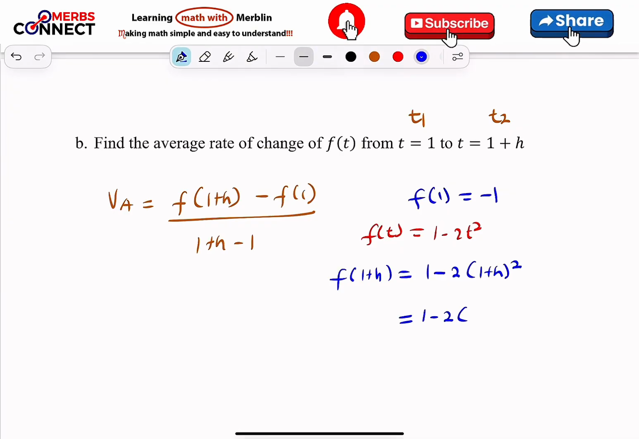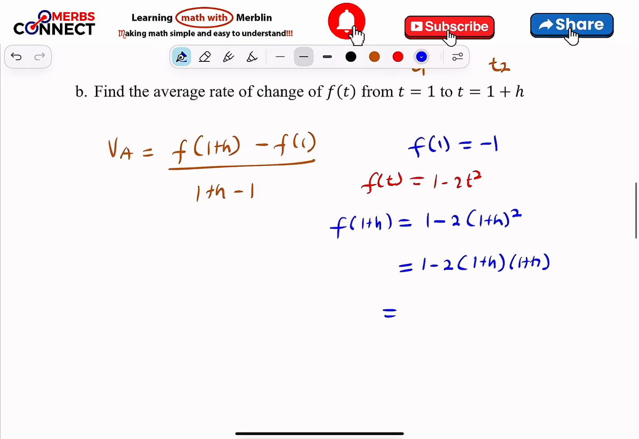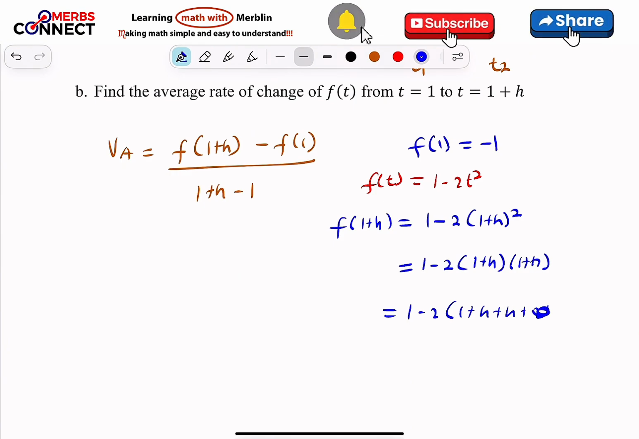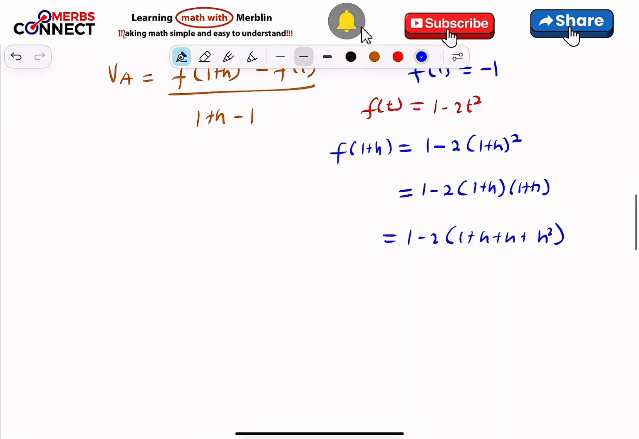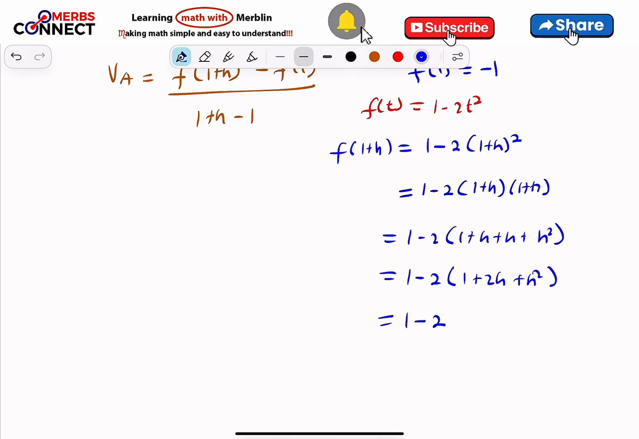So 1 minus 2. Now (1 plus h) squared can be written as (1 plus h) times (1 plus h). So I can expand this and have 1 plus h plus h plus h squared. So this is what I'm going to get: 1 times 1, 1 times h, then h times 1, and then h times h. So this is going to simplify to minus 2 times (1 plus 2h plus h squared). And this is going to give us 1 minus 2 minus 4h minus 2h squared.